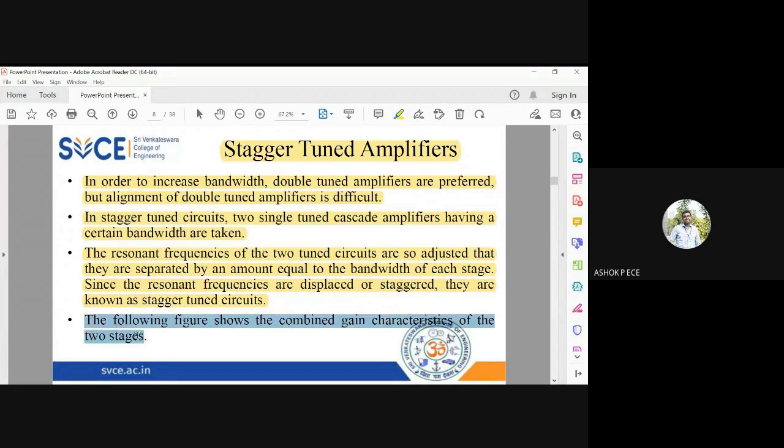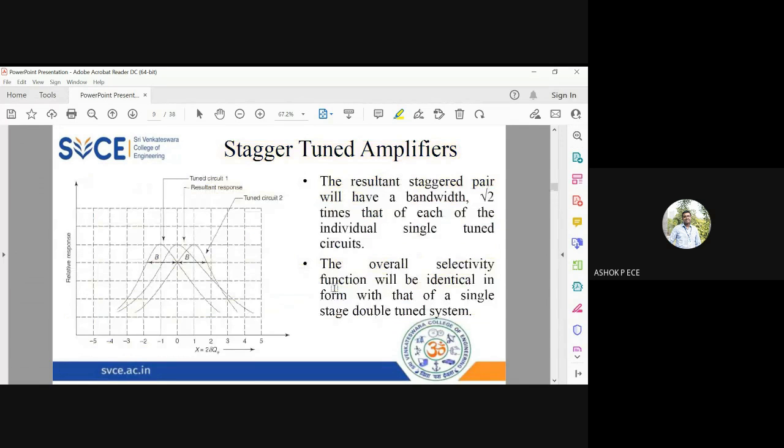When you see the frequency response graph, you will be able to understand how the response is going to be for the stagger tuned amplifier. See here, I have three graphs. The first graph is the response of tuned circuit 1. It has a peak at F01. The last graph corresponds to tuned circuit 2, which peaks at F02. Individually, if you draw the frequency responses, this is what they look like. But when you cascade them, the combined frequency response comes. The middle one is the frequency response of the stagger tuned amplifier.